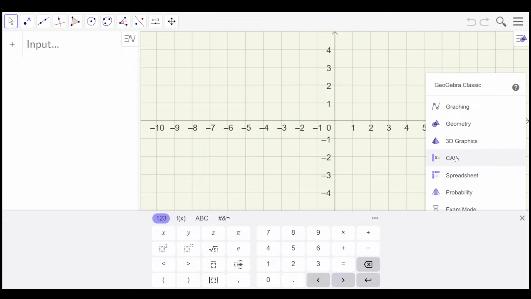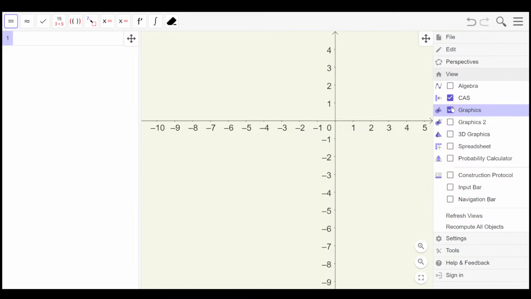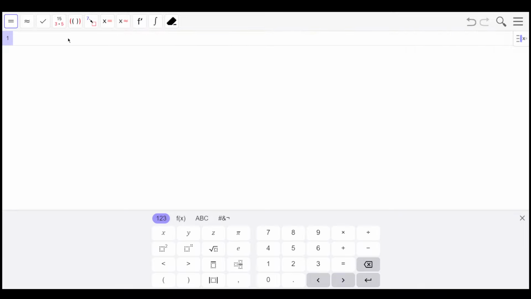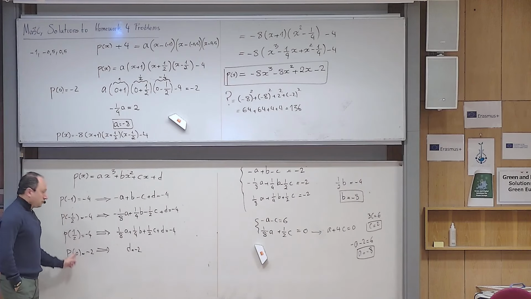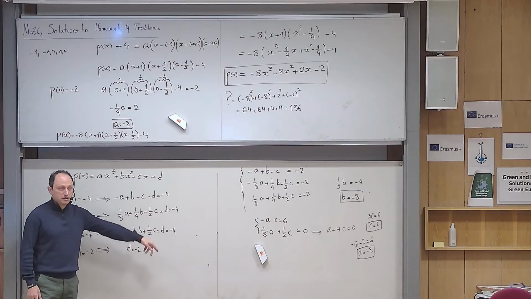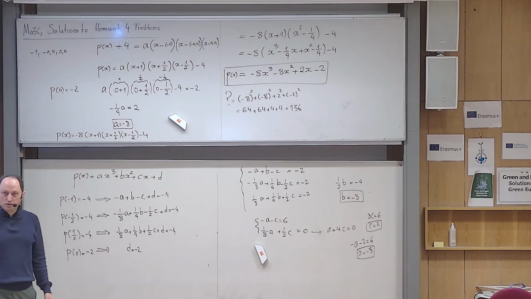You go to CAS view. We don't need graphic view. Okay, so this is the way that I do it. I want you to learn it as well. Okay, so what I will do, I will put this information in GeoGebra and ask GeoGebra to solve for me and find A, B, C, and D. This is one thing that I am using as an excuse to teach you how to do it in GeoGebra.